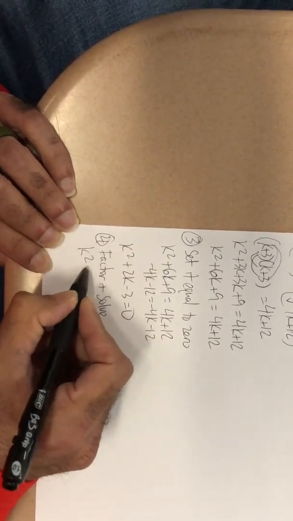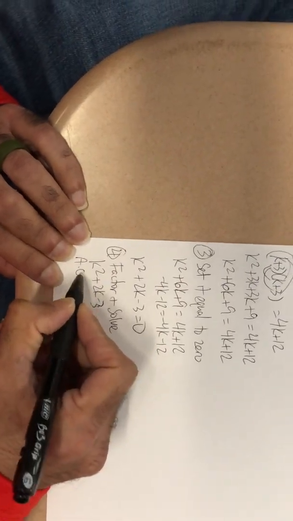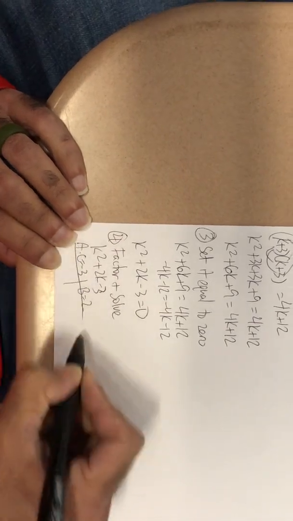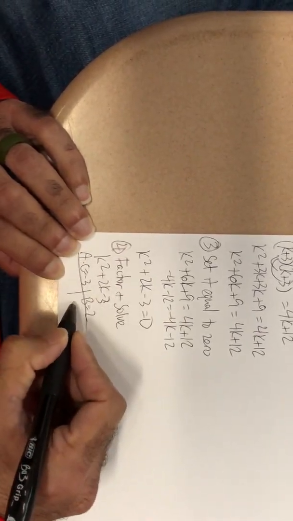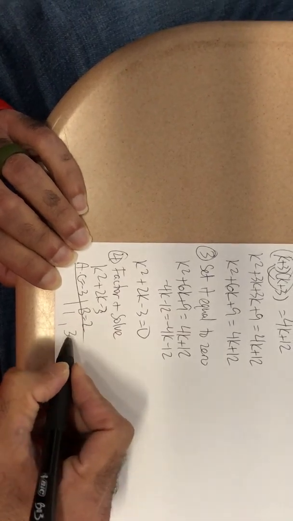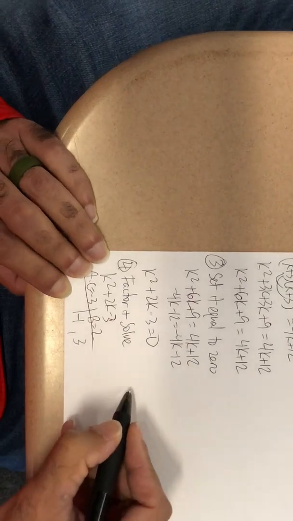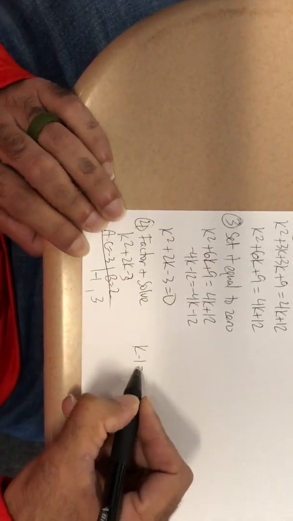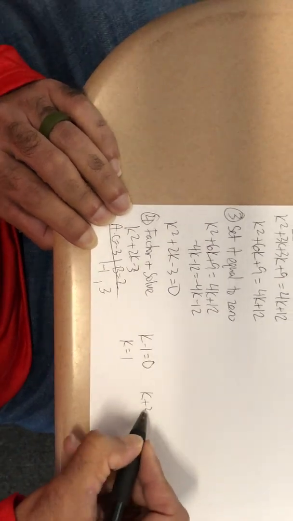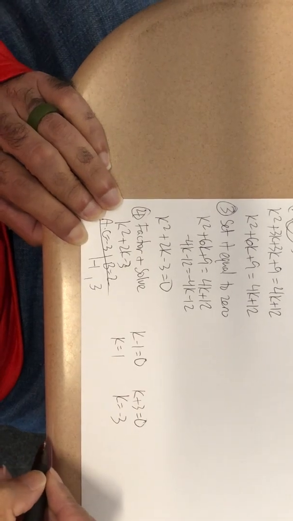So we'll say a times c is negative 3 and b is 2. And negative 3 is 1 and 3. But if this is positive, then the bigger number will be positive and the smaller will be negative. And now to solve, we just say k minus 1 equals 0, which means k equals 1. k plus 3 equals 0, which means k equals negative 3.